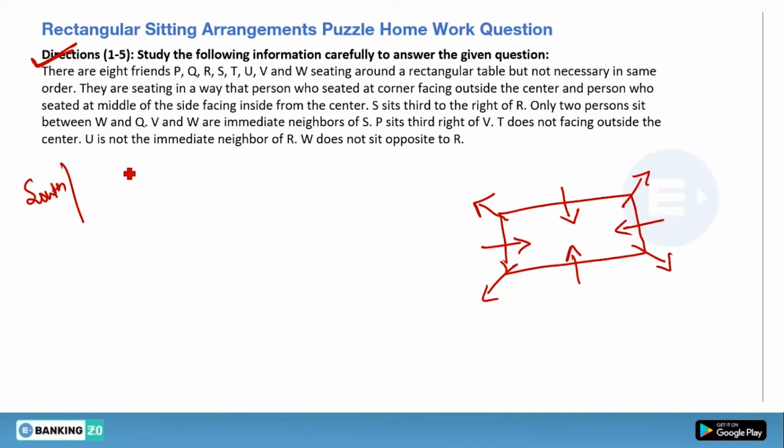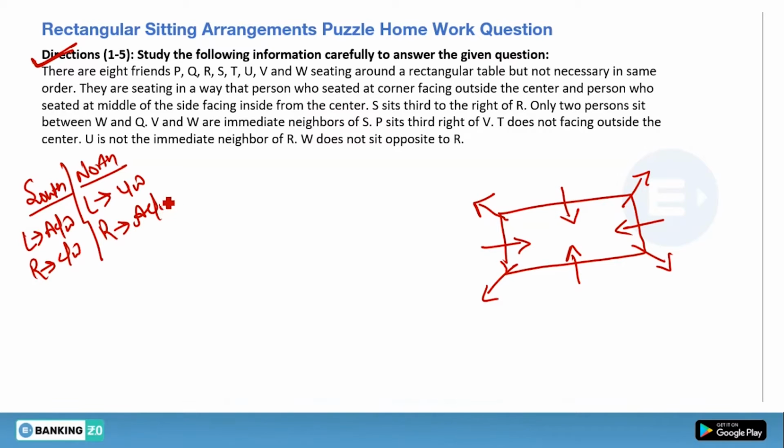And inside means north. In case of outside, left is anti-clockwise and right is clockwise, and in case of north, left is clockwise and right is anti-clockwise. Now let's start the question.